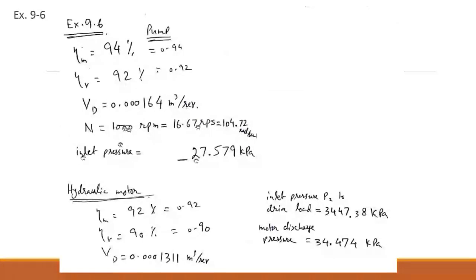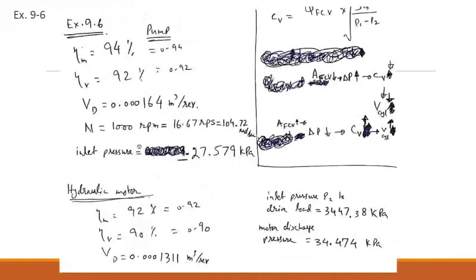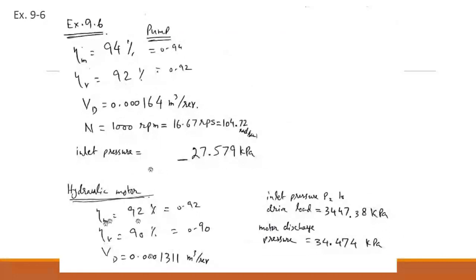Then the inlet pressure is minus 27. Before it was minus 4 psi. If you convert psi into kilopascal, it will be minus 27.579, which is the suction pressure. For the hydraulic motor, we have mechanical efficiency and volumetric efficiency. Again, I converted into meter cube per revolution the volumetric displacement of the motor. Then the inlet pressure P2 to drive the motor, again I converted from psi to kilopascal, and then the motor discharge pressure, which is at the outlet of the hydraulic motor, I also converted into kilopascal in SI units.